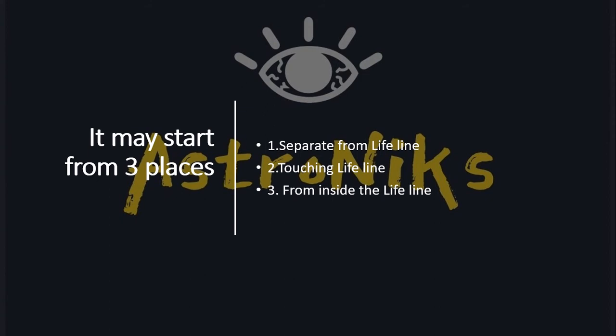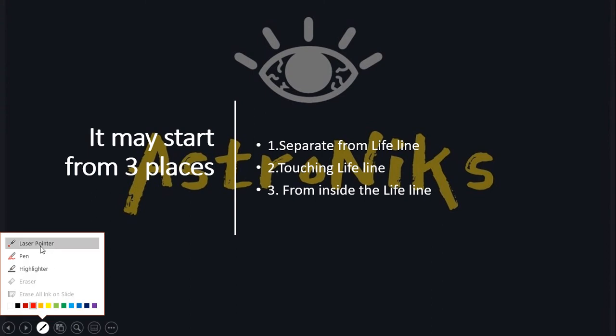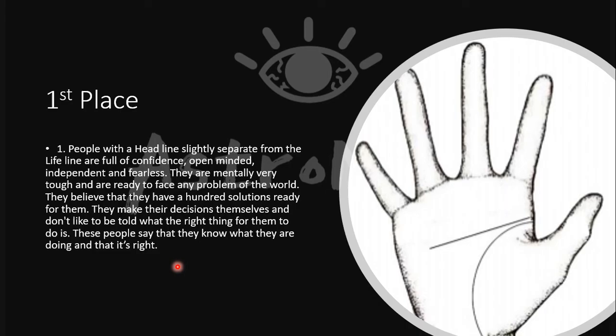So in palmistry we have three main places from where the headline starts. First, separate from the lifeline; second, touching the lifeline; and third, from inside the lifeline. Okay, now we will move forward to discuss more. The first place is where the headline is slightly separated from the lifeline. As you can see on the screen, this is the lifeline and this is the headline. You can see there is a slight separation.